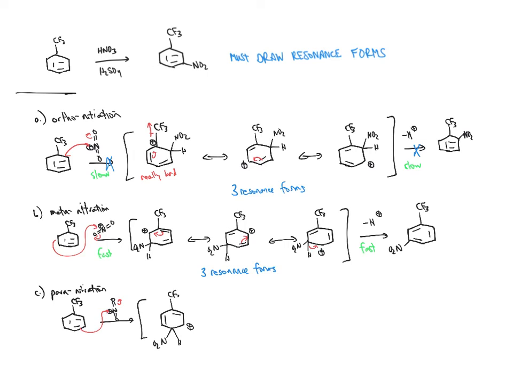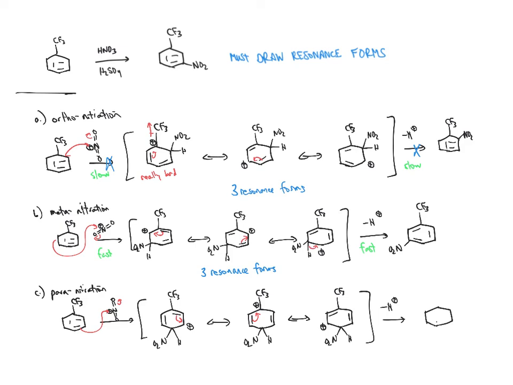Okay, so we have that resonance form to start. We can resonance delocalize. And we can resonance delocalize one more time. Okay, and then if we could get this reaction to lose a proton, we would generate the para-nitro trifluorotoluene.